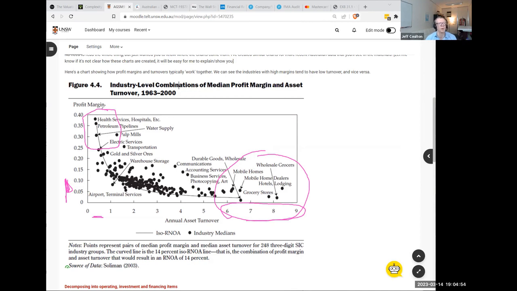I have to put up my hospital. I have to build my pipeline. I have to build my water supply. I have to build my pulp mill. So I will have a large level of property, plant, and equipment or fixed assets on my balance sheet this year, and also next year, and also the year after. So by their very nature, these businesses will have high levels of assets on the balance sheet. That's why it won't surprise me if I see low levels of turnover, that is sales, for each dollar of fixed assets.